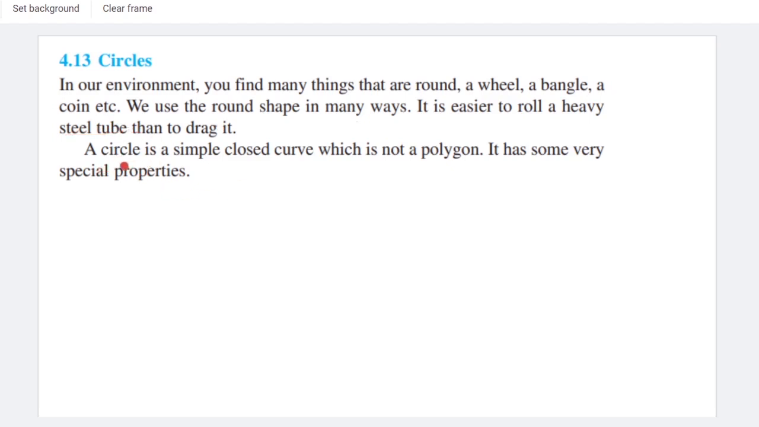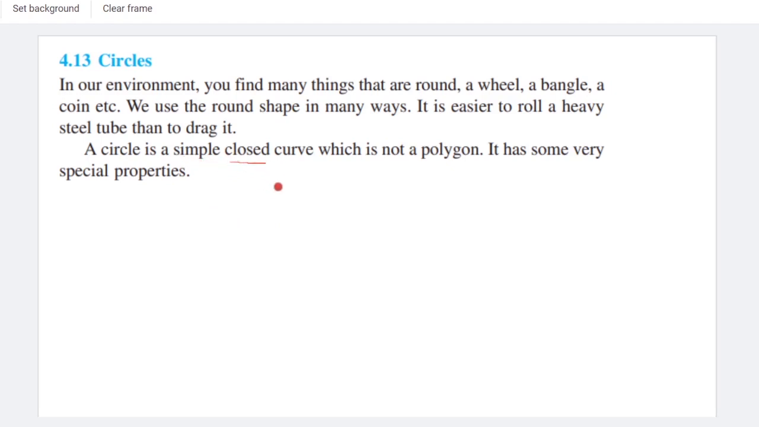A circle is a simple closed curve, which is not a polygon. We shall explain in detail. A circle is a simple curve. Simple means it does not overlap. If it is overlapping, it is not simple. So it does not overlap, so it is a simple curve.